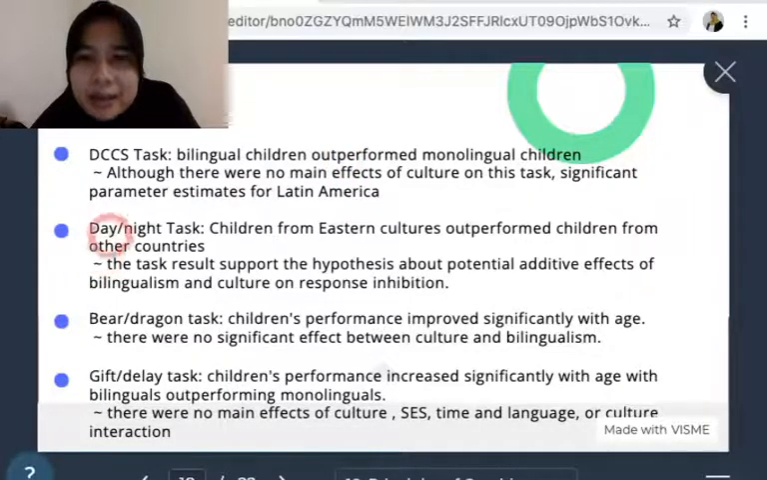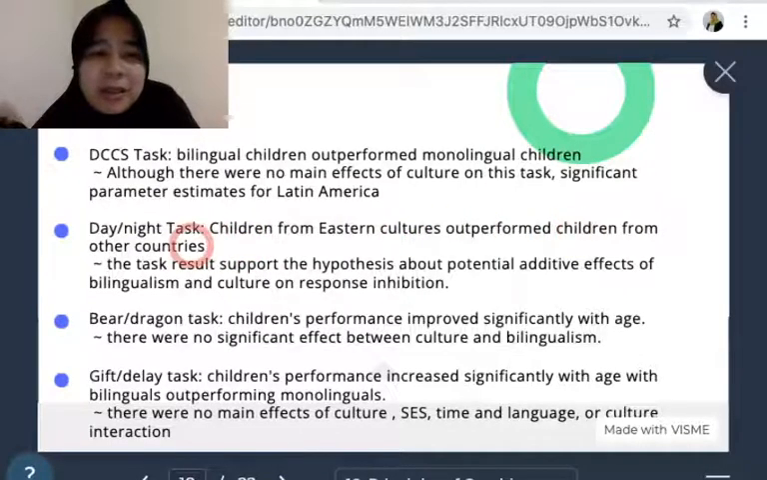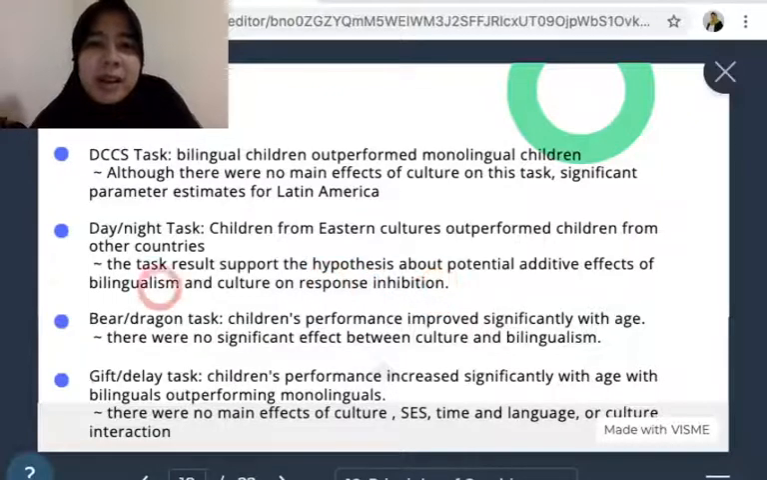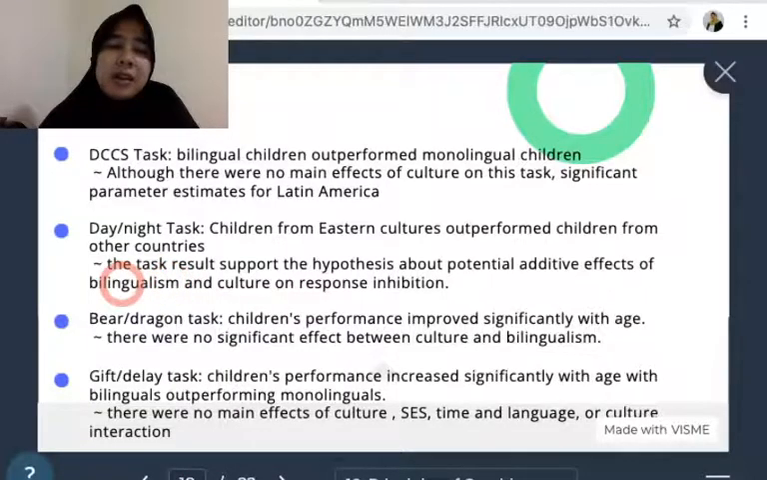In the day and night task, children from Eastern cultures outperform children from the Western and Latin American cultures, and the task supports the hypothesis about potential additive effects of bilingualism and cultures on response inhibition. Only in the day and night task is a relation between bilingualism and the cultures found.